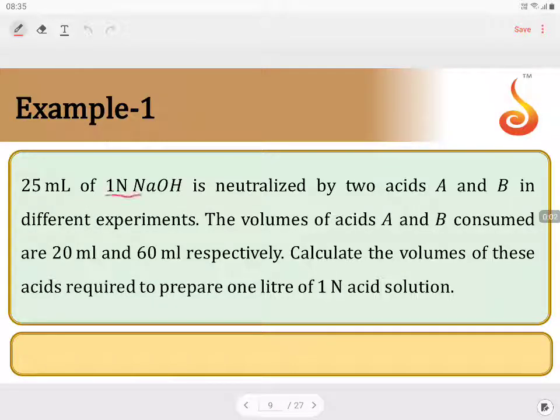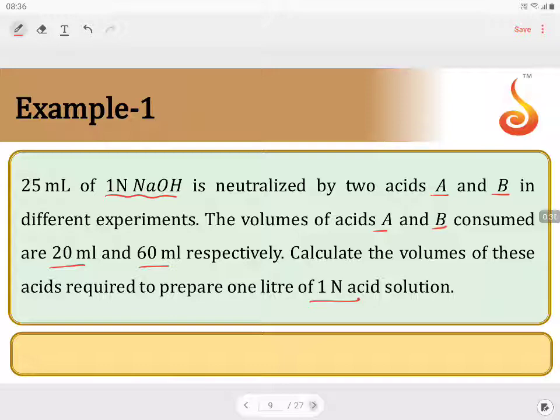25 ml of 1 normal NaOH is neutralized by 2 acids A and B separately in different experiments. The volumes of A and B consumed are 20 ml and 60 ml respectively. Calculate the volumes of these acids required to prepare 1 liter of 1 normal acid solution. So ultimately you need to get 1 liter of 1 normal.